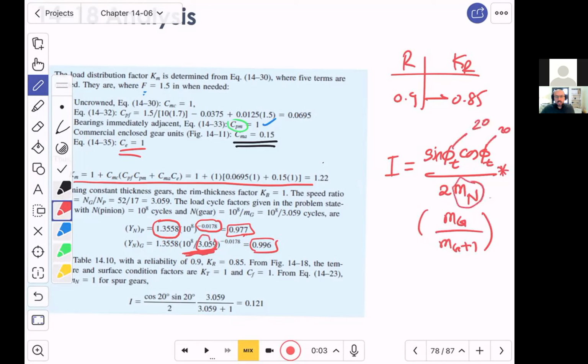mN is the load sharing factor. For spur gear, it's equal to 1. For helical gear, it's a hell of a story. So we're going to see that in another occasion, I mean, next example. So this is the I.